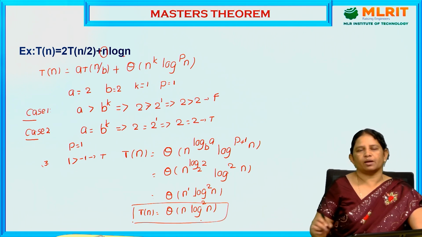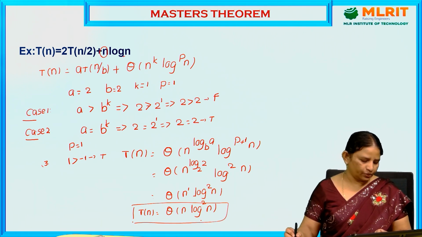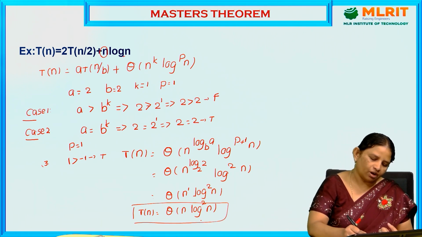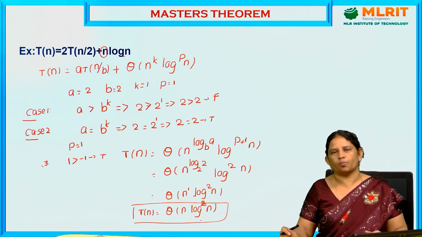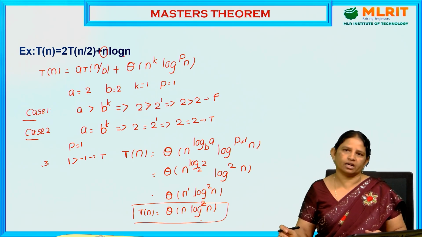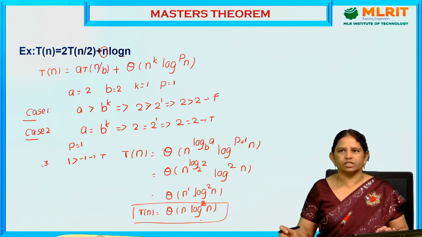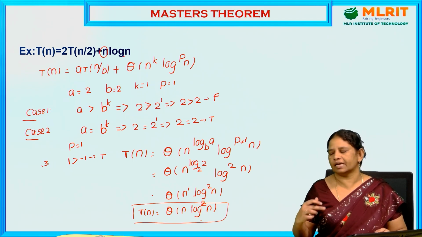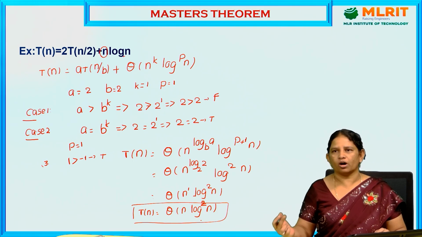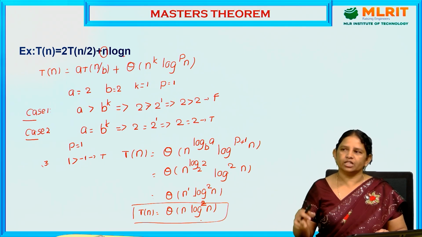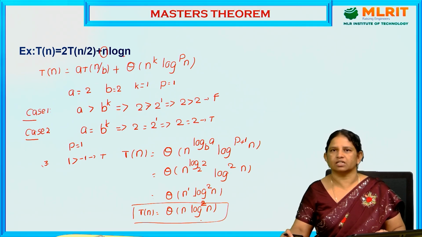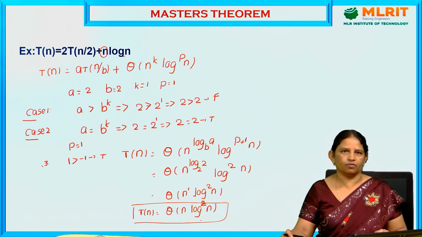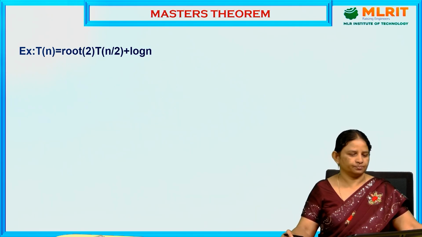So what is the time complexity? T of n equal to theta of n to the power of log 2, then into n is the time complexity for the given recurrence relation. So the objective is we need to check whether it belongs to case 1 or case 2 or case 3. Based on case 1, case 2, case 3, we are going to find the time complexity. Let us discuss one more example for the Master's theorem.